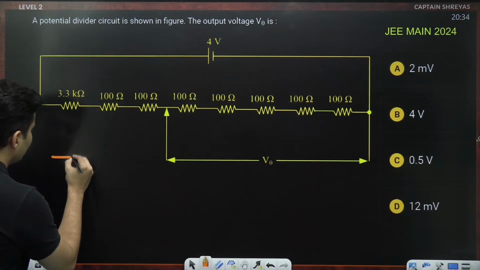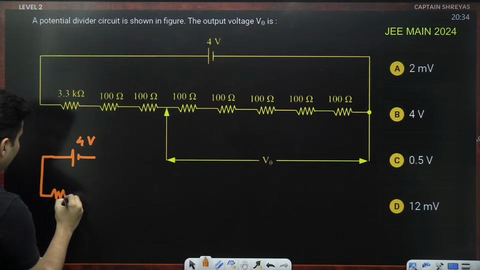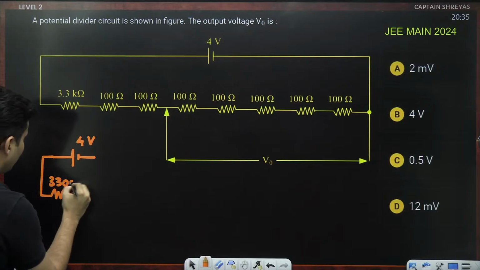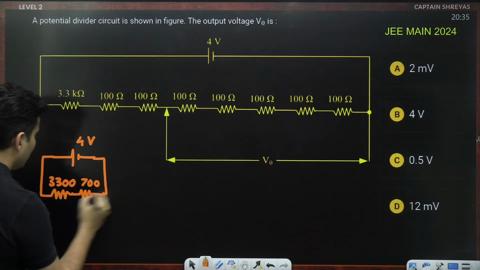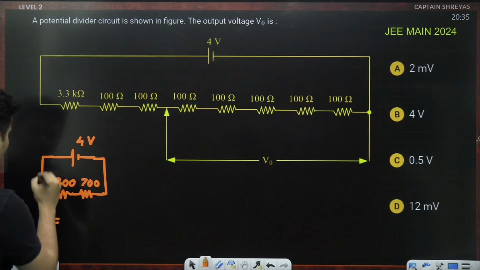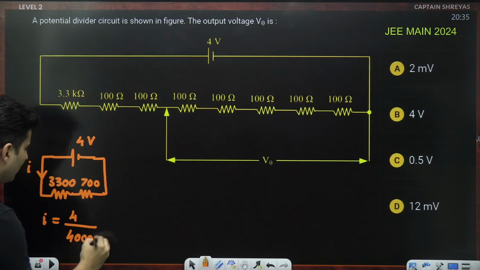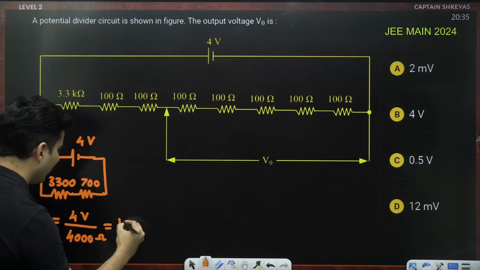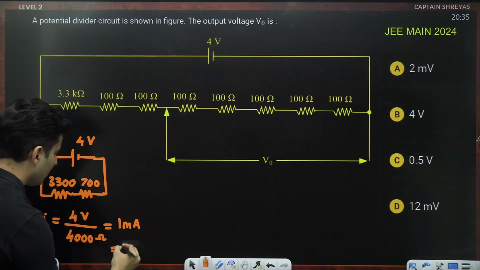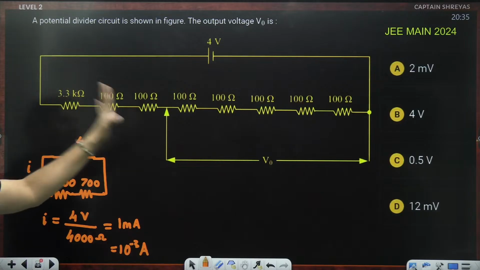So technically speaking, this 4 volt is connected to 3300 plus this 700 ohms. So the current in the circuit will be voltage divided by the resistance, which is 4000 ohms. 4 volts divided by 4000. 4 cancels, so it will become 1 milliampere, which is 10 to the power minus 3 amperes. So that is the amount of current which will flow.